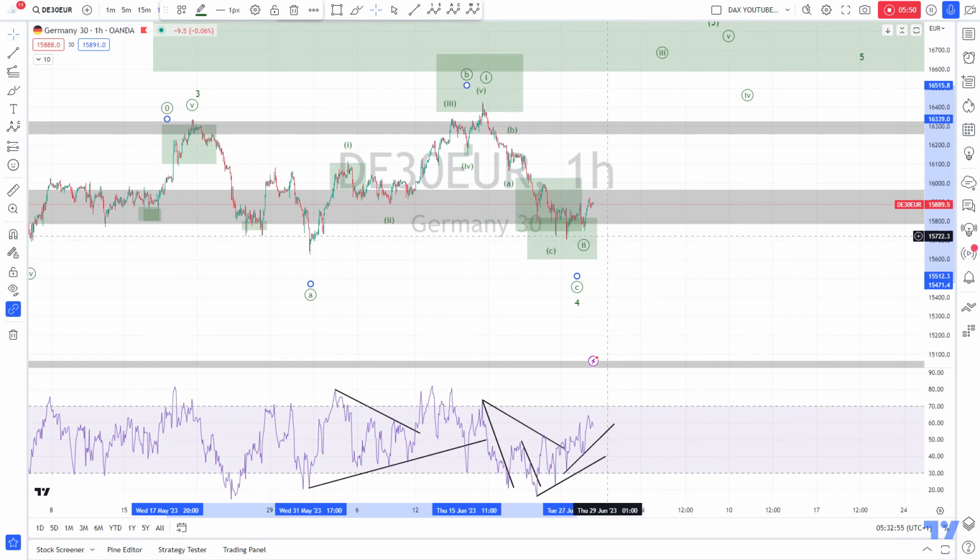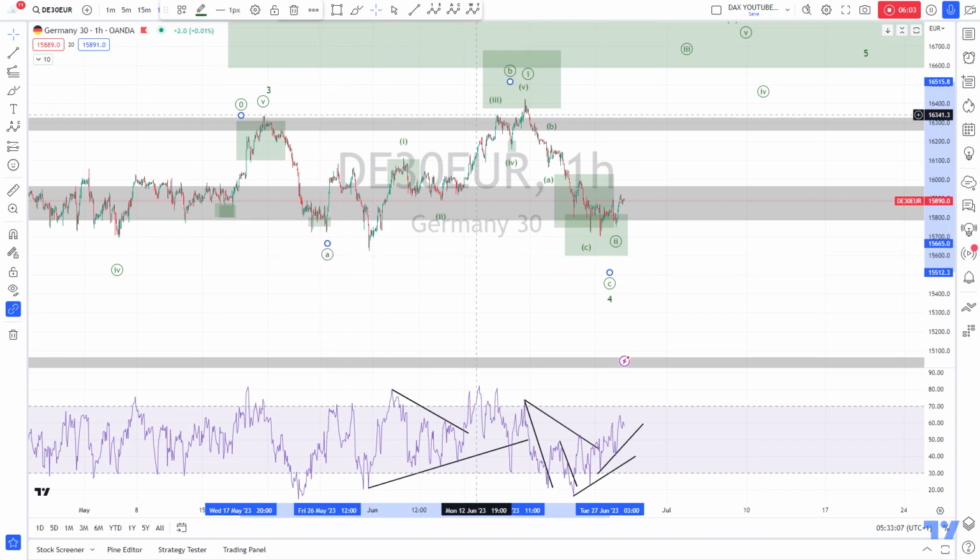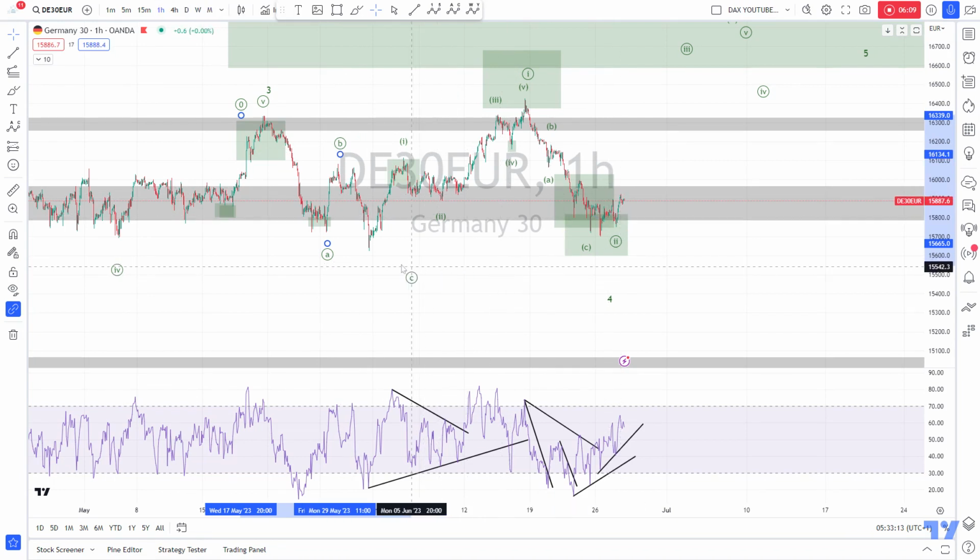So even if we break this low, there is still a possibility that we move up again. But like I said, it's not my primary scenario. It's also not a really common structure, so I try to avoid these kinds of structures in my primary scenario. But it is a possibility.